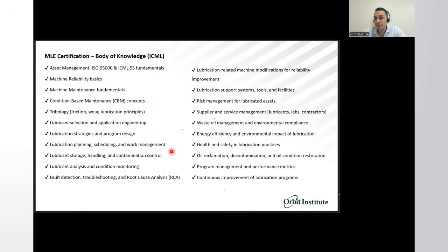It has a lot of related topics in machinery lubrication analysis level 2, as well as certified maintenance and reliability professionals, the CMRP. So it's a mixture between MLA2 and CMRP. Fault detection, troubleshooting, root cause analysis, and so on. Risk management for lubrication or the lubricated assets. It's talking about health and safety as well, and how to do continuous improvement for lubrication programs. Yeah, this is very quickly what is mentioned in the body of knowledge. Actually, the body of knowledge is much more than this as well.